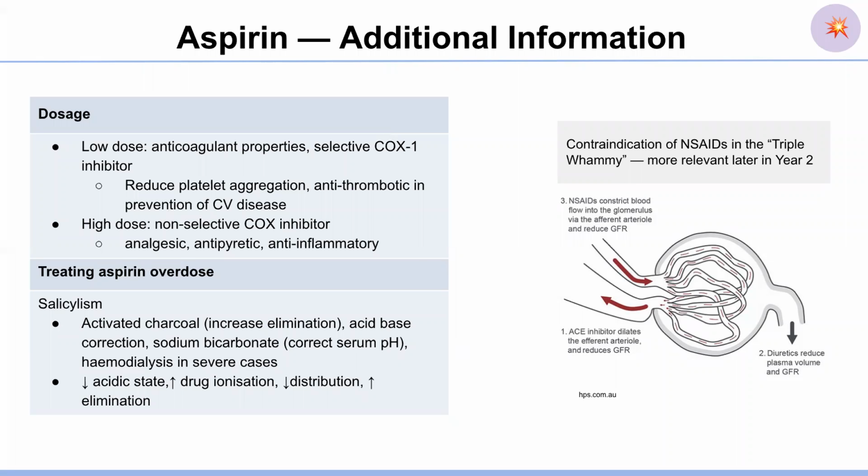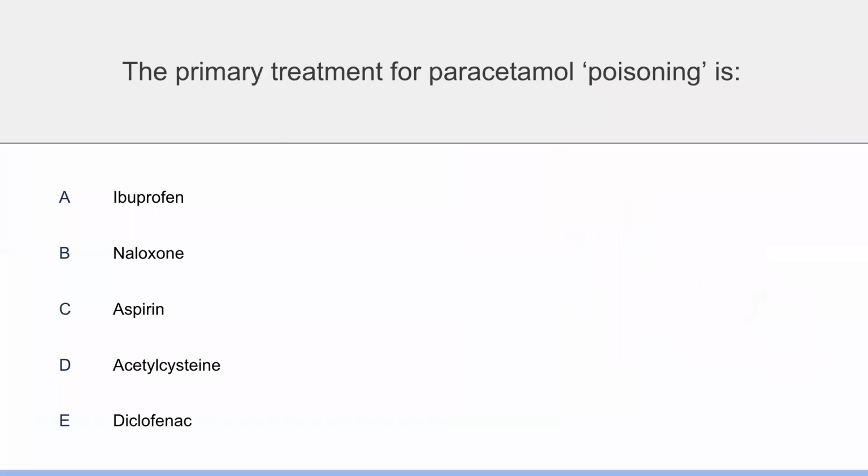Another thing to mention is the so-called triple whammy, which is when you have an NSAID, an ACE inhibitor, and diuretics at the same time, which in short is just not very good for your kidney. So something to watch out for.